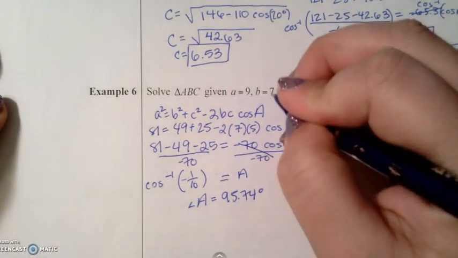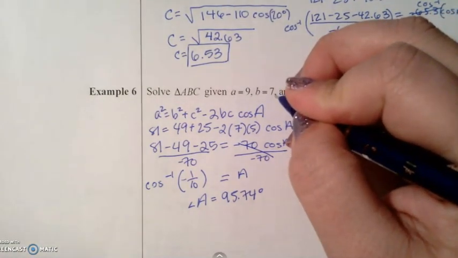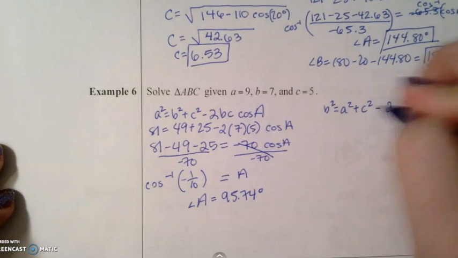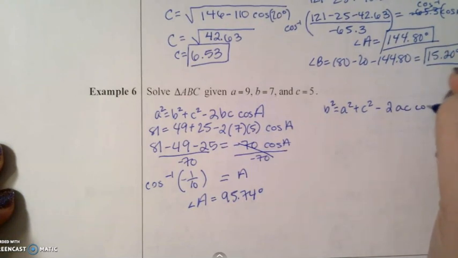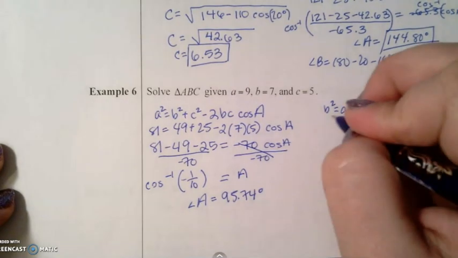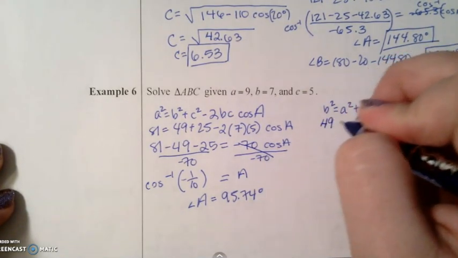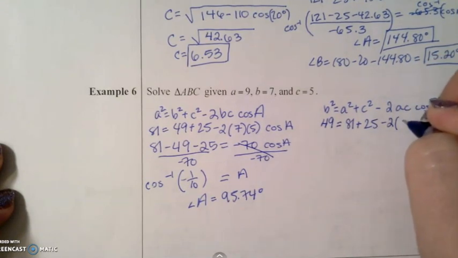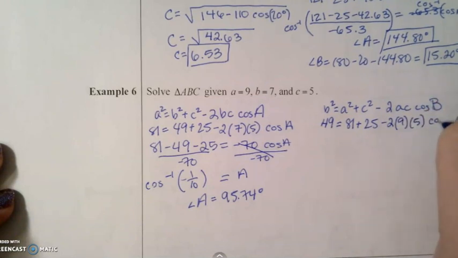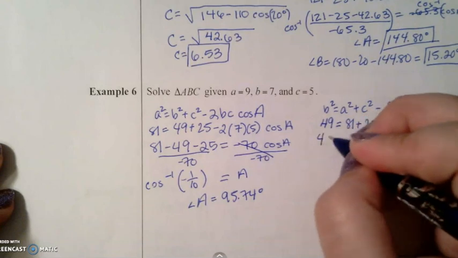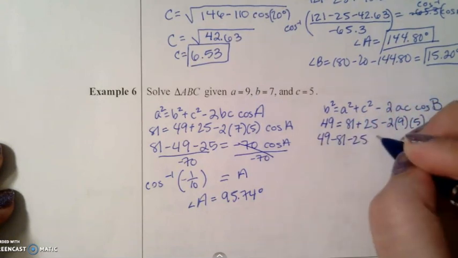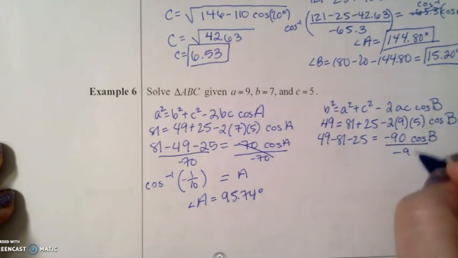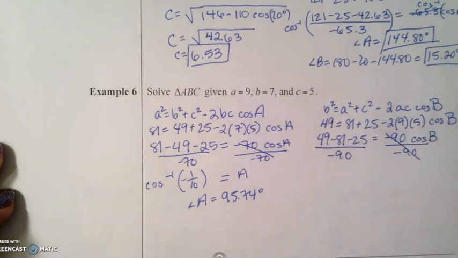Okay, now we're going to look for part B. Again, angle B, so I want to use the law of cosines. So we have B squared equals A squared plus C squared minus 2 times AC times cosine of angle B. Substituting in everything we know, 49 equals 81 plus 25 minus 2 times 9 times 5 times cosine of B. 49 minus 81 minus 25 equals negative 90 cosine of B. Divide by negative 90.